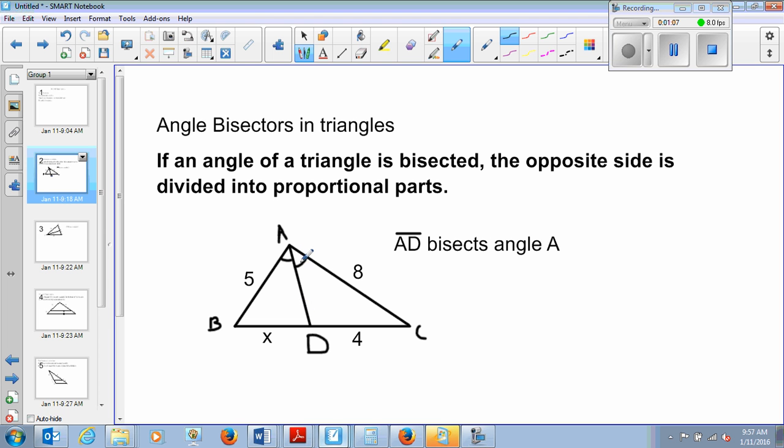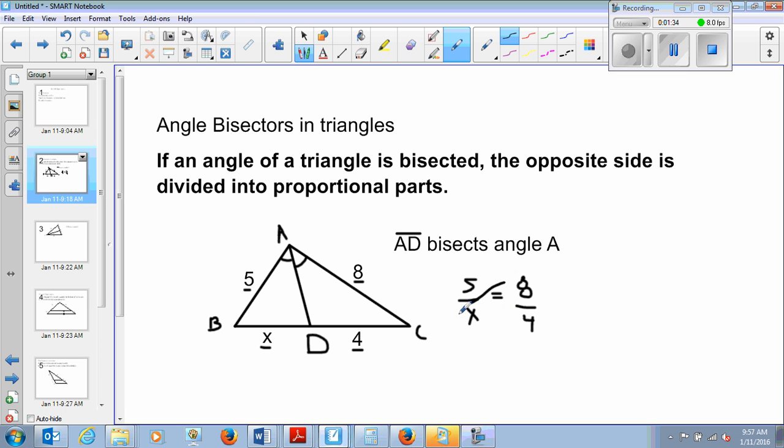So we have a bisector here of angle A. AD bisects angle A. Therefore, 5 is to x as 8 is to 4. So we write out that proportion. 5 is to x as 8 is to 4. To solve a proportion, all we have to do is cross multiply.